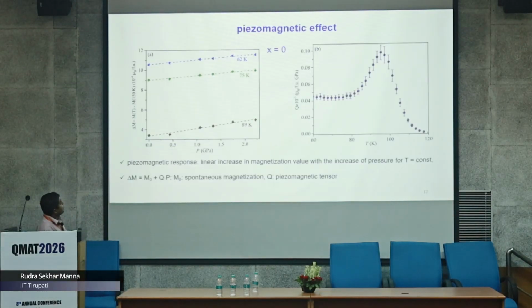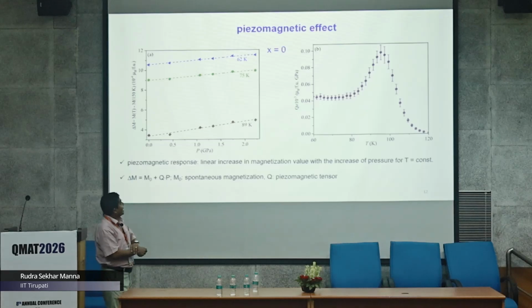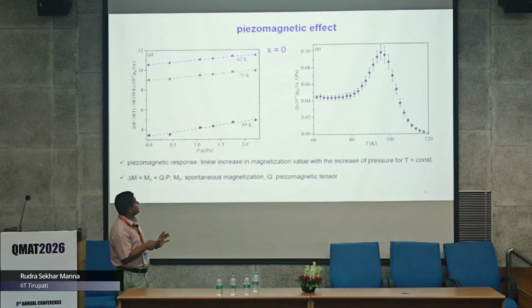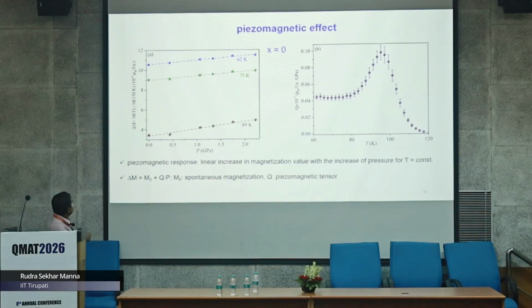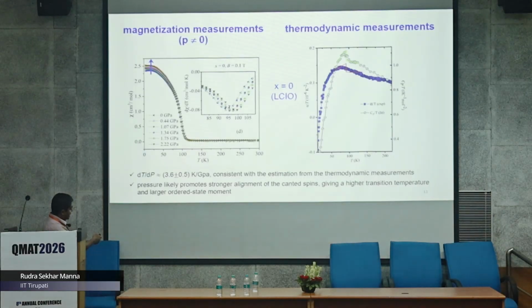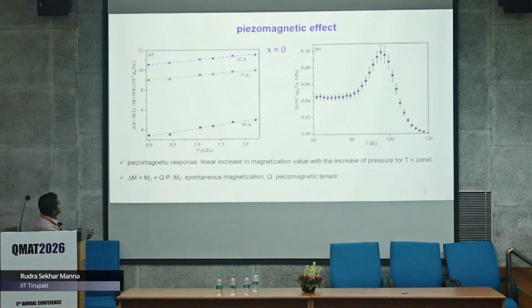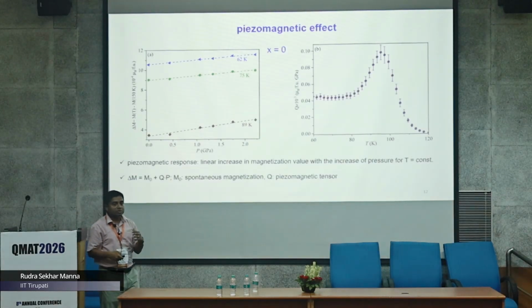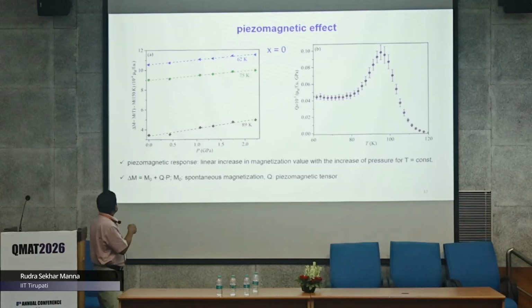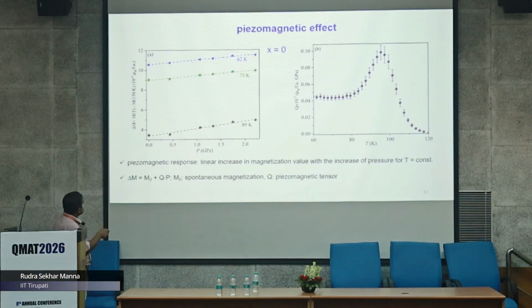Now, from this pressure experiment we try to calculate one parameter which is called the piezo-magnetic effect. If you look above Tc, the magnetization curves are almost on top of each other. So what we did is subtract the delta M, taking above 150 Kelvin where the system is completely in the paramagnetic regime, and then you plot this as a function of pressure, and it shows a linear behavior.